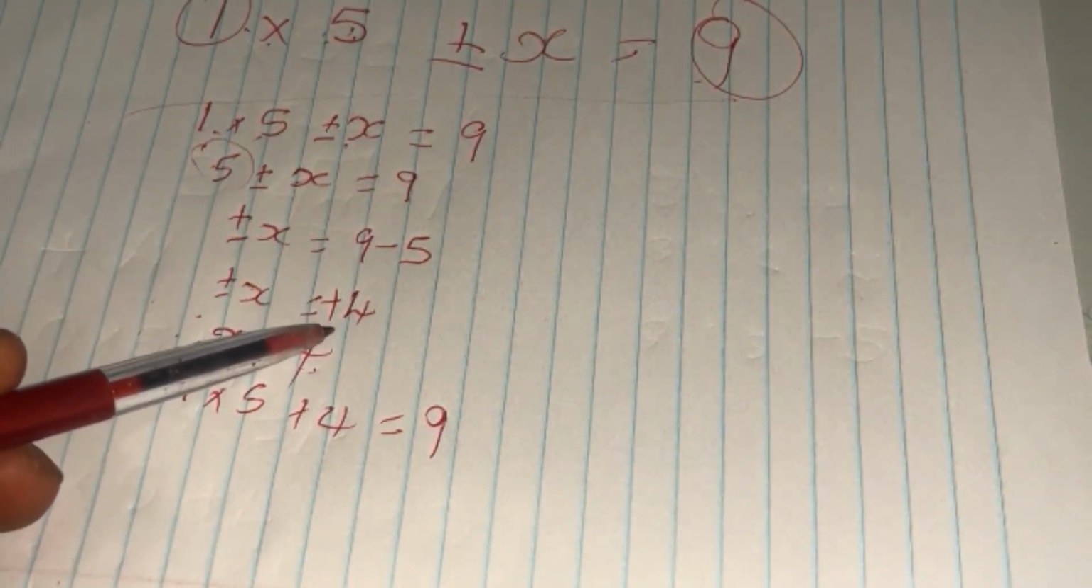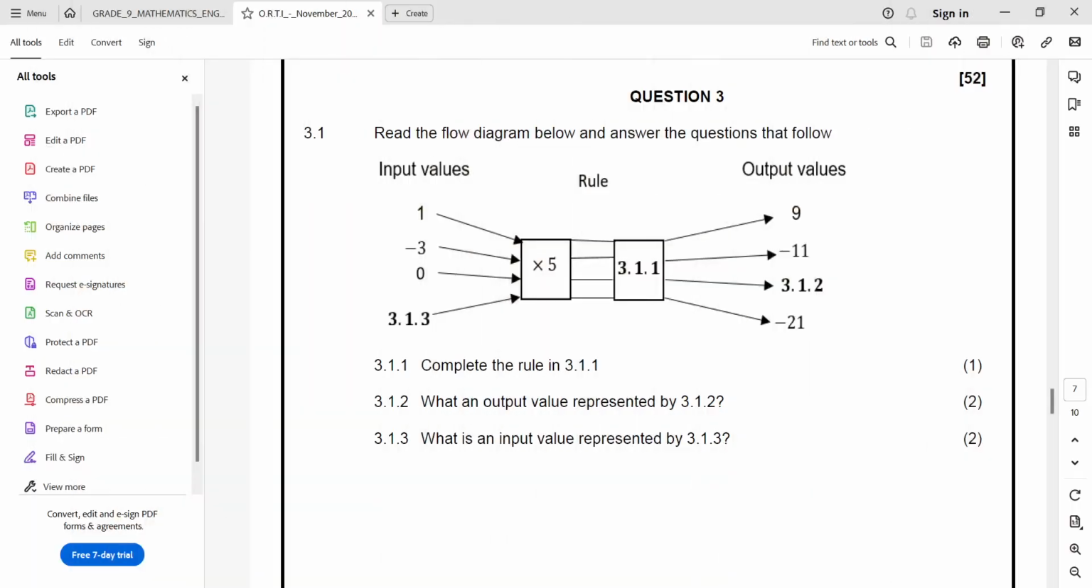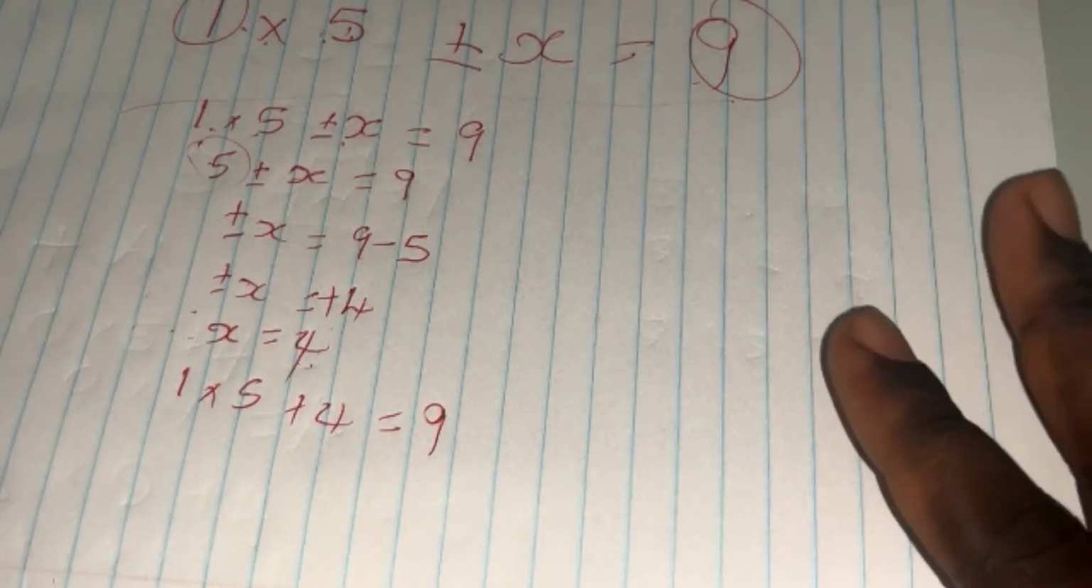Therefore, I will have plus or minus x remaining is equal to 9 minus 5. It gives me plus 4. So for plus 4, I will choose the positive sign for x. Therefore, my correct answer for x is 4. Remember, there is no x in the formula. So x is just a variable that I have estimated to represent the missing number. Okay, good. So the correct answer for 3.1.1 is 1 multiplied by 5 plus 4 is equal to 9. Let's see the second one.